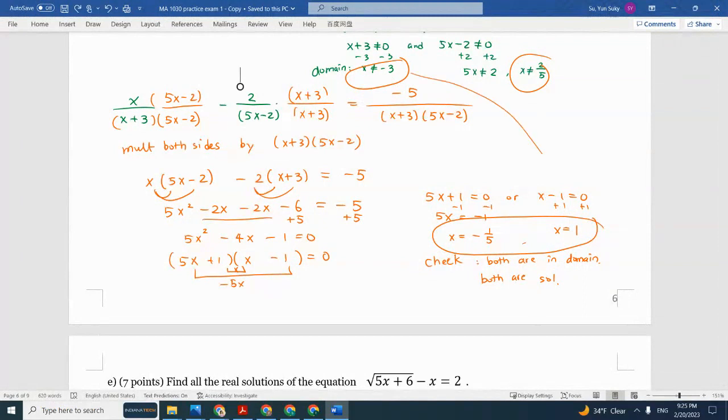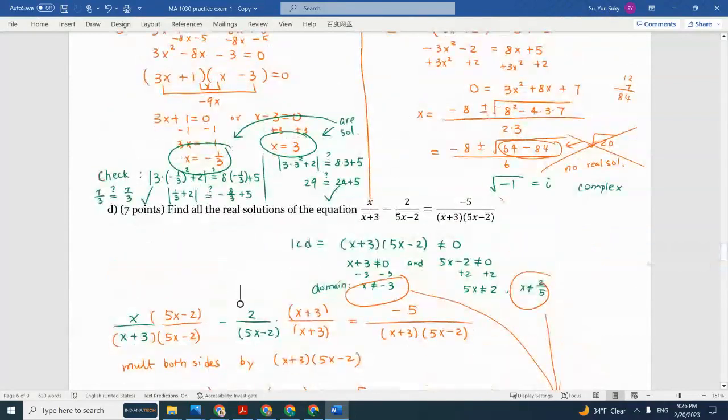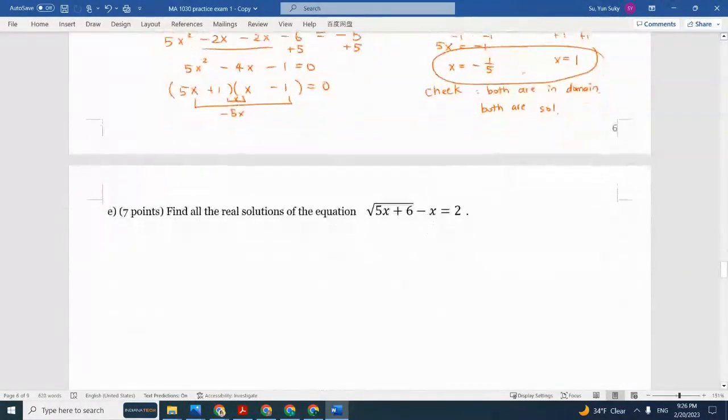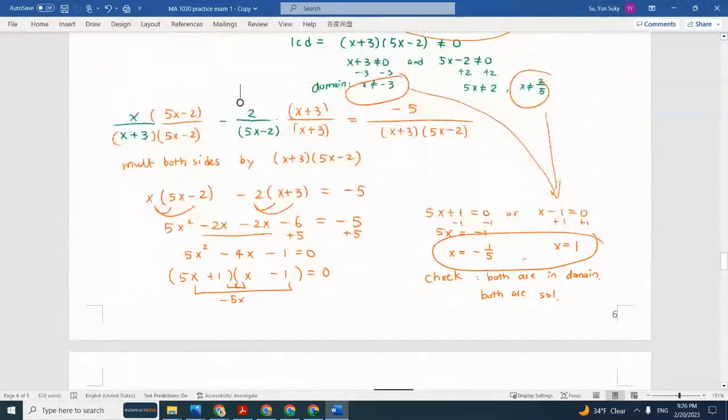You see the domain? X not equal to -3, X not equal to 2/5, and our answer was -1/5 and 1. They are in our domain. So you don't need to plug in the equations. See, if you plug in the equation, it takes a long time. This is a lot. You don't plug in that. You just check the domain. That's why the first step we were doing, we find the domain. With the domain, x cannot be -3 and x cannot be 2/5, right?